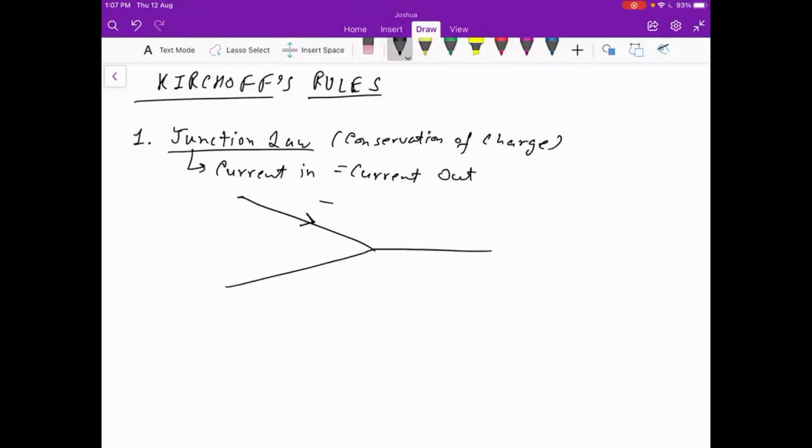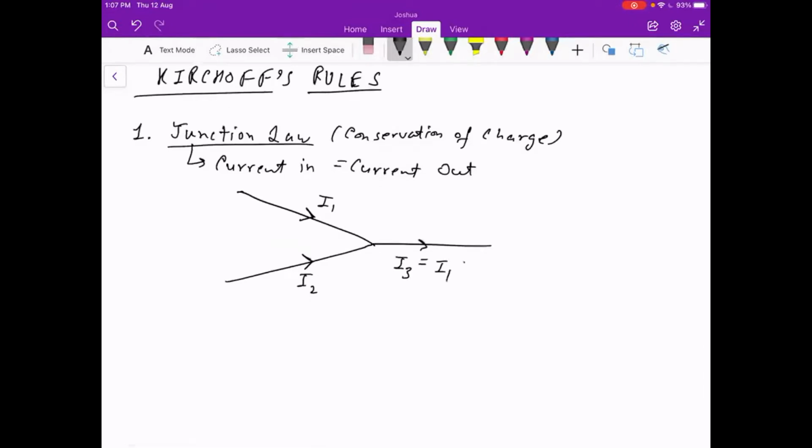So let us suppose current I1 is going here, I2 is going here. What will be the value of I3? I1 plus I2. Yeah. So that's your junction law.